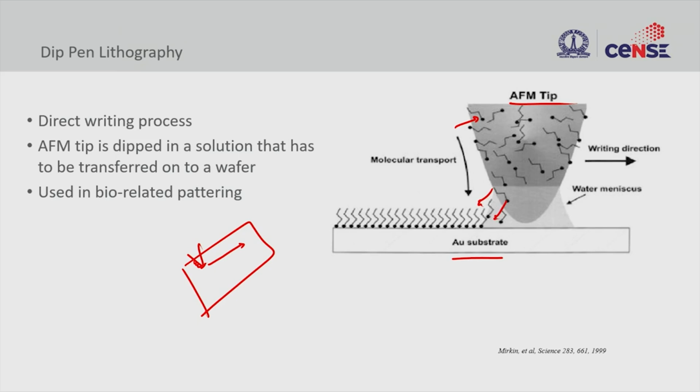Of course, you need to make sure that the wettability of the surface is also taken into account, so that you are able to transfer these molecules. So this is primarily used for bio-related patterning, where you want to transport and arrange molecules in a certain fashion. Okay, so that is a brief summary of alternate lithography that exists.